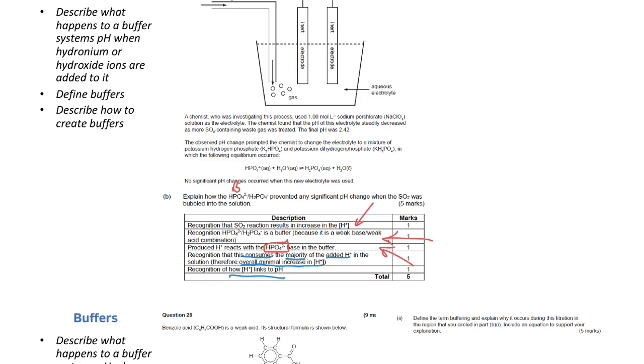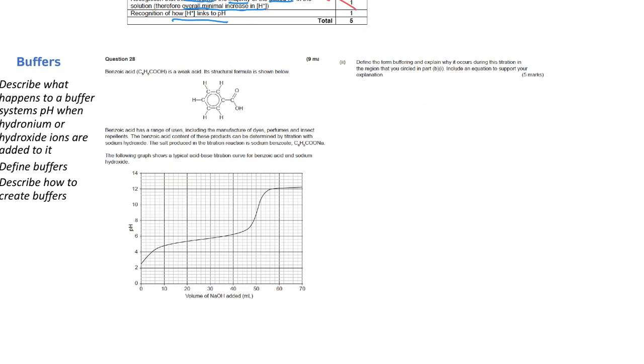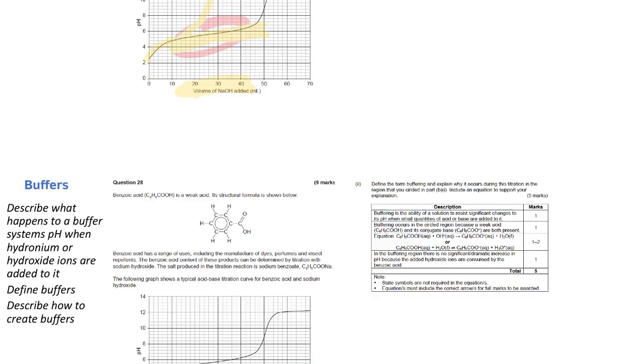Let's have a look at another question. Okay, benzoic acid, right? This is a titration curve. You haven't done titrations yet, but the question is, define the term buffering and explain why it occurs during this titration in the region that you circled in part B, and use an equation to support your answer. Okay, so buffering is a solution which resists changes in pH. So look here, you added some sodium hydroxide, and the pH did not rapidly rise. Instead, it stayed relatively constant, because remember, you can't get rid of all of it, you can get rid of most of it. All right, let's have a look at what the answer key said.